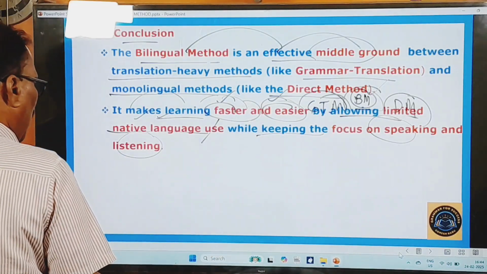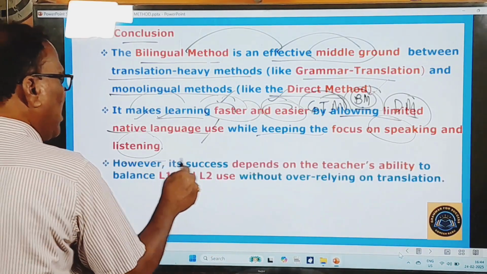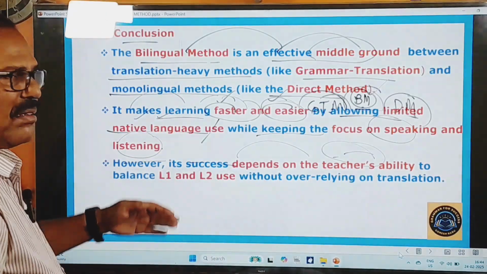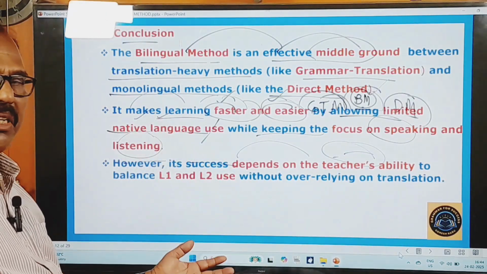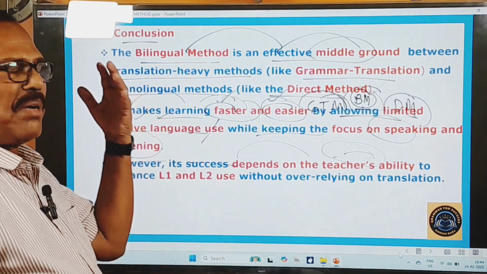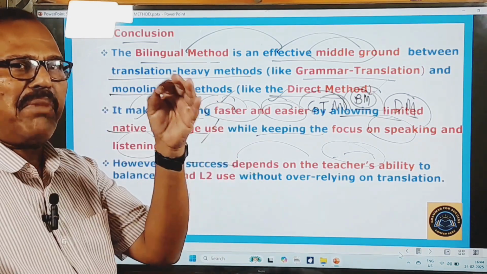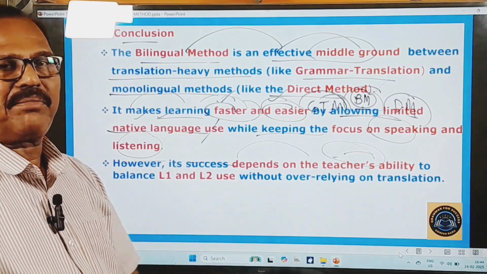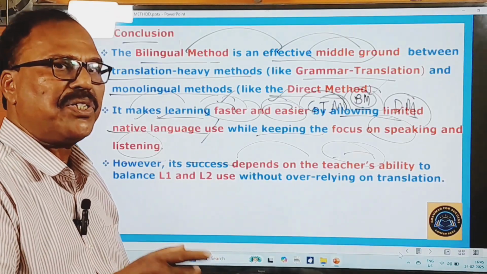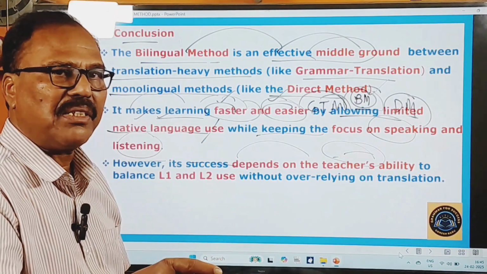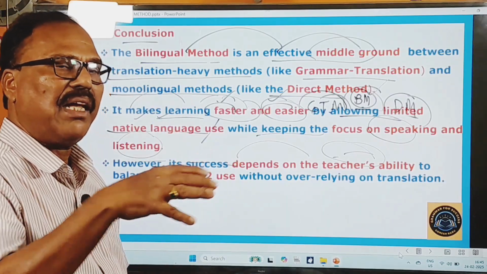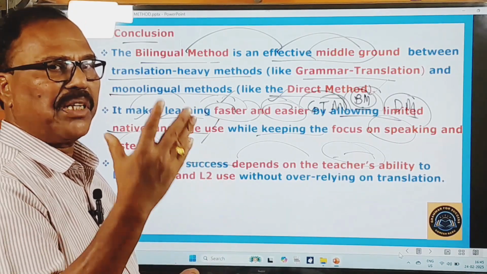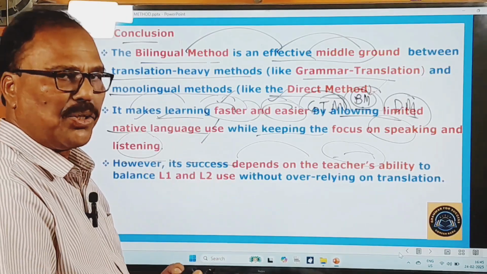Right, you go to the next point. However, its success depends on the teacher's ability. Whatever it is, whether this method is the grammar translation method or the direct method or this bilingual method, the success of the method depends largely on the teacher that adopts that method. Because if the teacher is proficient in that target language and in that method, then the adaptation of that method becomes successful. Otherwise, that becomes a failure in the classroom and all that.